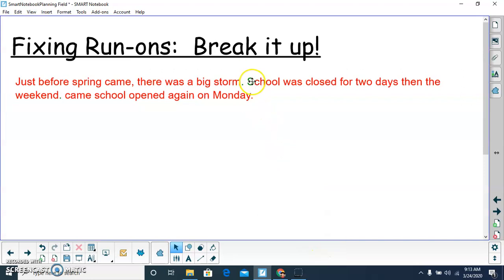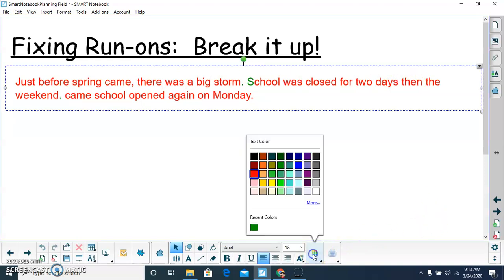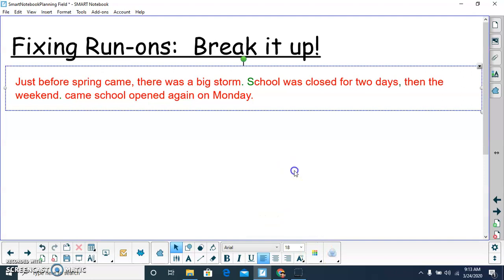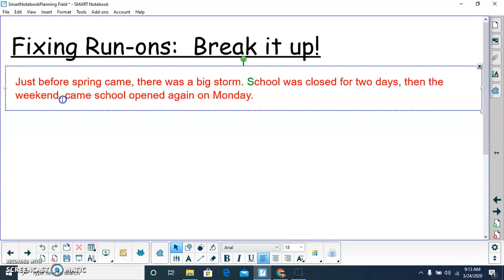So that sounds okay. School was closed for 2 days, then the weekend came. I feel like I need a comma, so I'm going to put a comma here because I just feel like I want a comma. Okay. And then it says, oh, look, school opened again on Monday? That doesn't make sense. I think this comma is in the wrong spot. So I'm going to just get rid of it and then put it here.